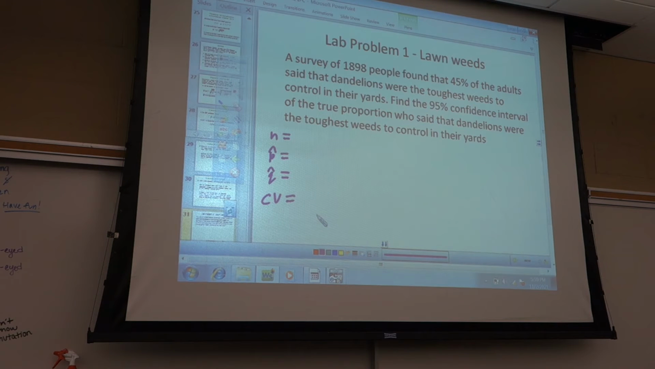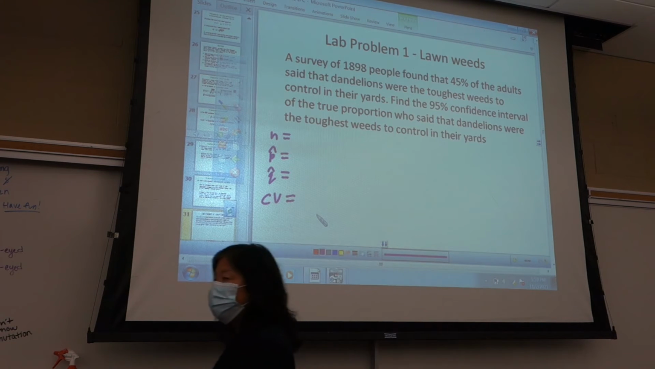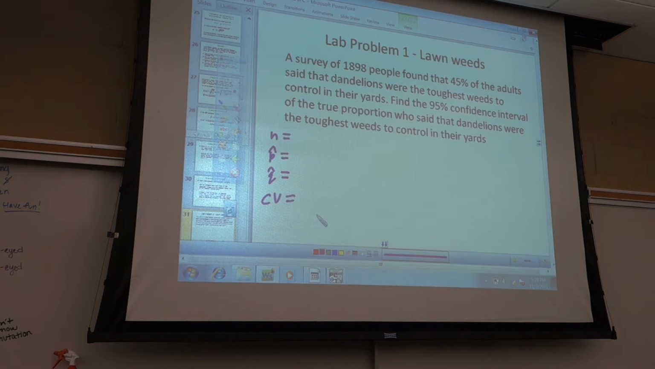Wait, 45% yes, and then 95% no. Remember, p and q go together. Mind your p's and q's. p is the percent that say yes. q is the percent that say no.